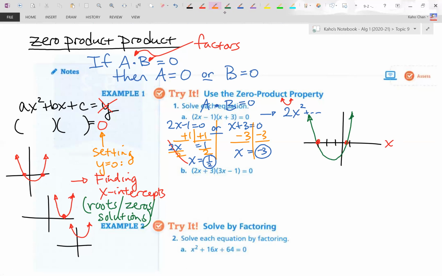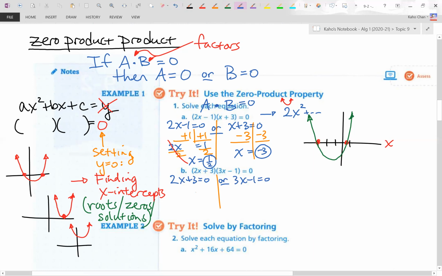Letter B is the same way. Let's solve that individually. We have something times something equal to 0. Split up and solve: 2x plus 3 equals 0, or 3x minus 1 equals 0, and solve them individually. This is where your solving skills are important. There's one of my answers: x equals -3/2. And my other one, when I add 1 and divide by 3 on both sides, because right now I'm doing inverse operations.